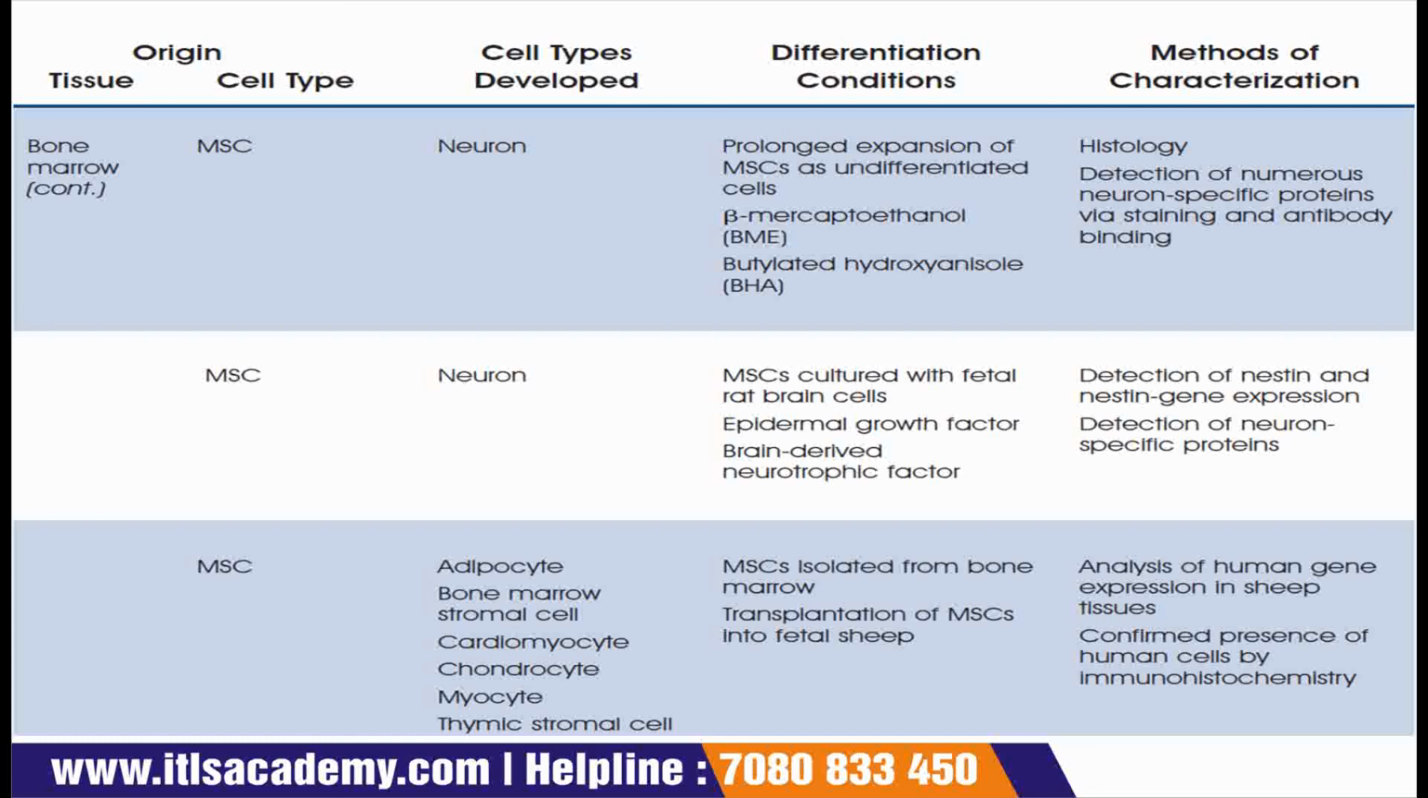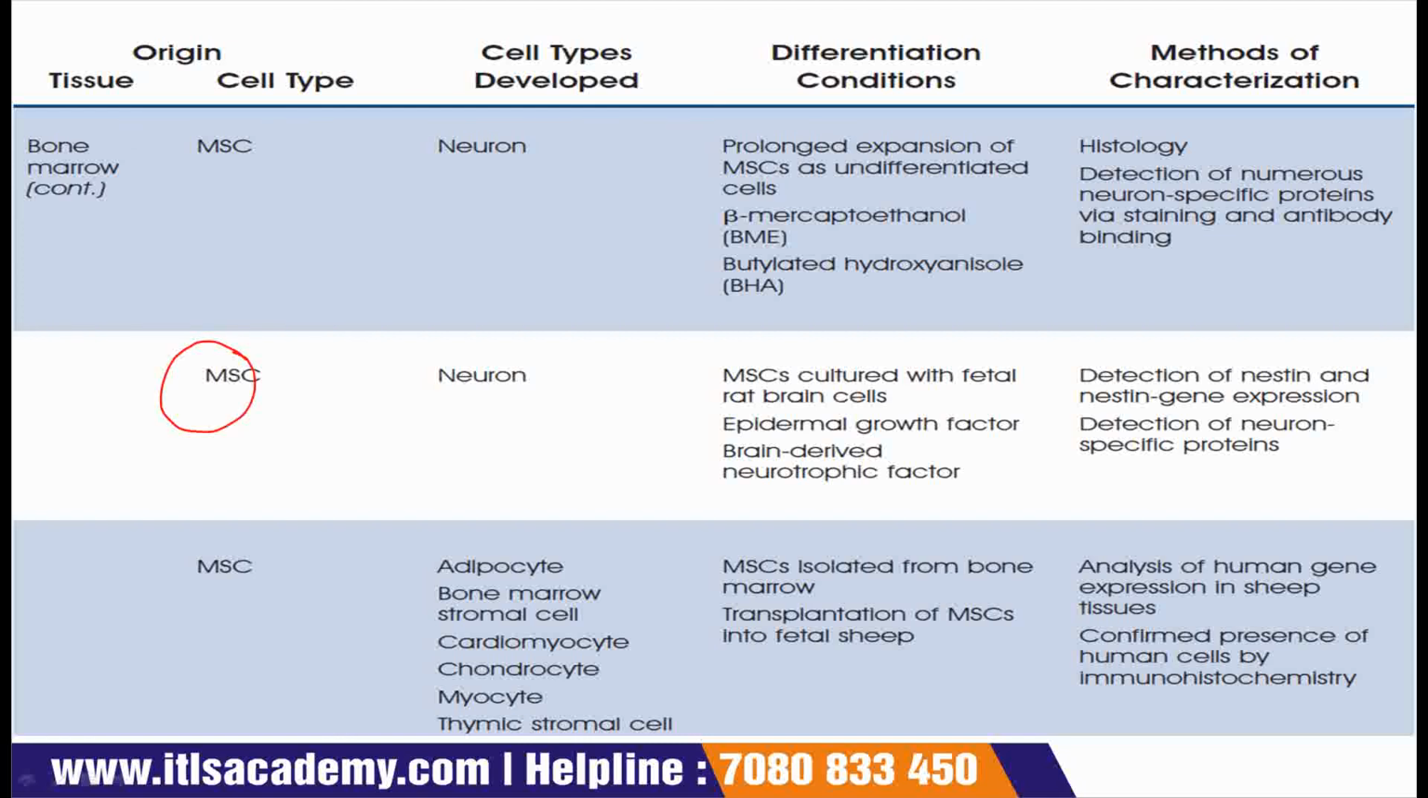Next one, origin tissue is bone marrow. This is a continuation part. Cell is again mesenchymal stem cell, but this will develop into neuron. Condition for differentiation includes prolonged expansion of mesenchymal stem cells as undifferentiated cells. Next condition is beta-mercaptoethanol and butylated hydroxyanisole. Methods of characterization will include histology, detection of numerous neuron-specific proteins via staining and antibody binding.